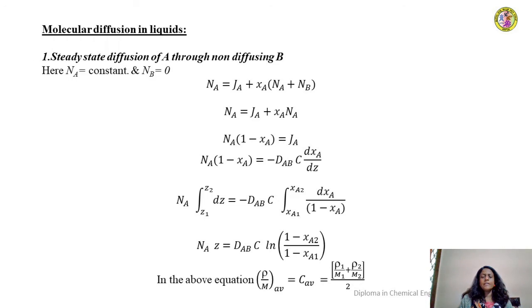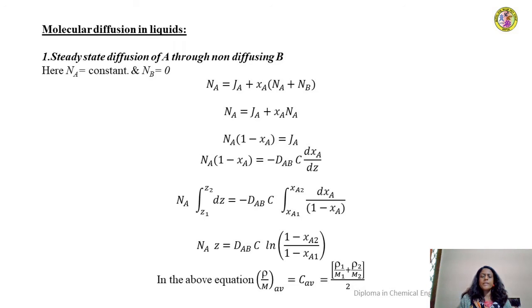On the left-hand side, the integration of dz becomes z2 minus z1, which can simply be written as z, the distance over which diffusion occurs. Then on the right-hand side, take that negative sign into the integration term, so then DAB into C. The integration of dxa by 1 minus xa will be ln of 1 minus xa. So if you substitute the limits and consider that negative sign also, in the numerator it is 1 minus xa2 divided by, in the denominator, 1 minus xa1.